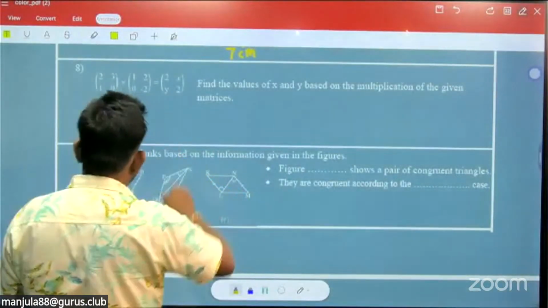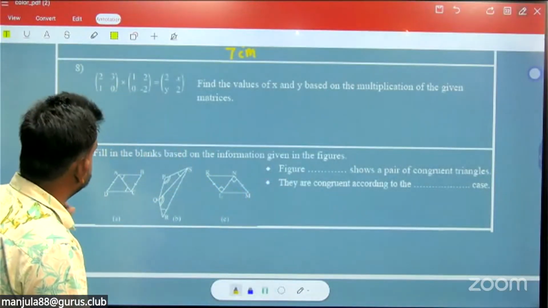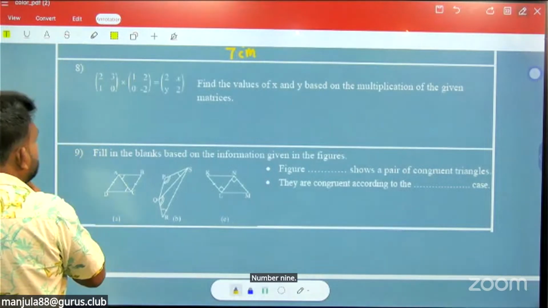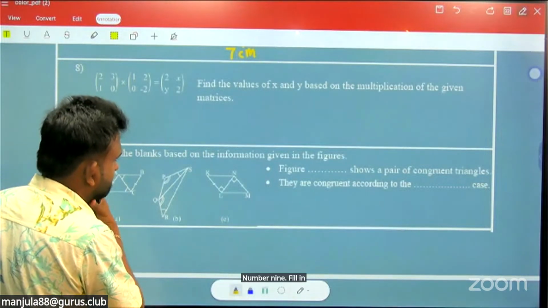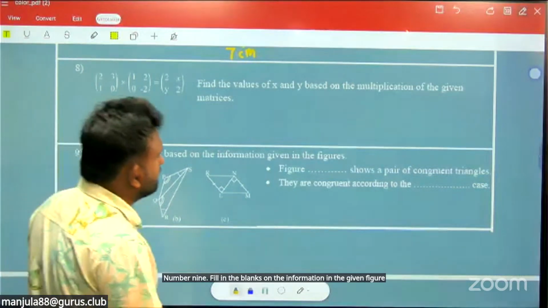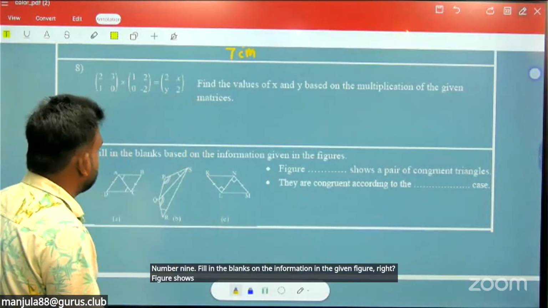All right. Question number 9. Fill in the blanks on the information in the given figure. Figure shows a pair of congruent triangles.